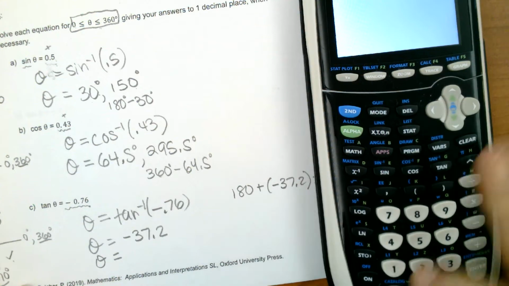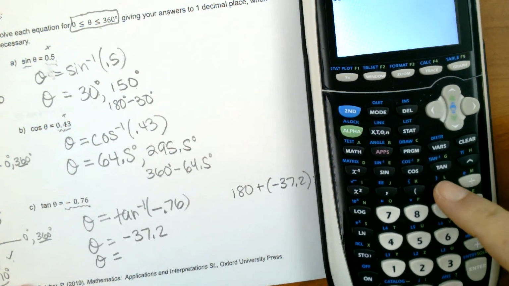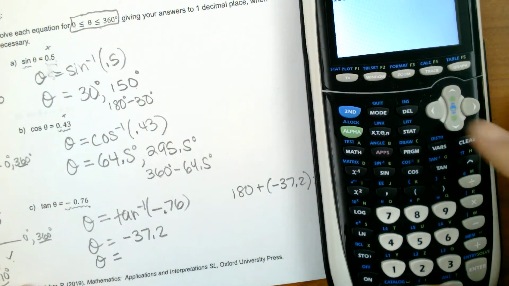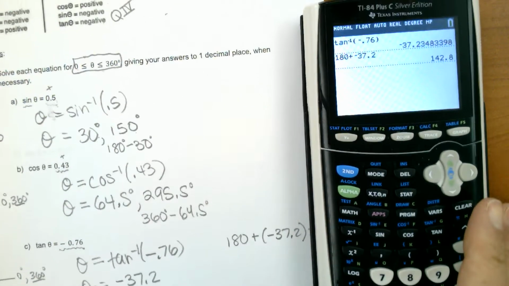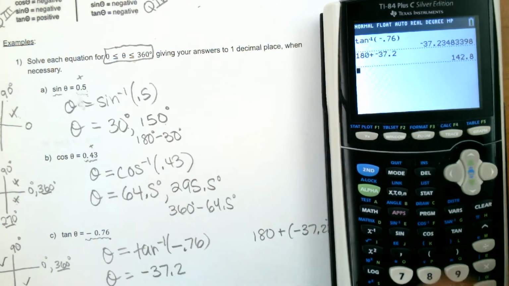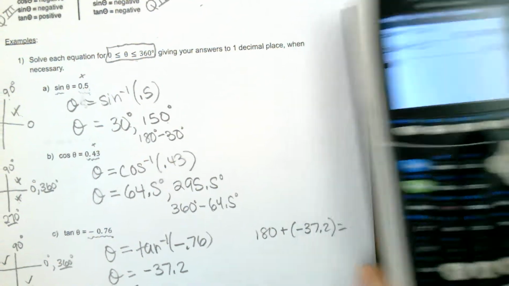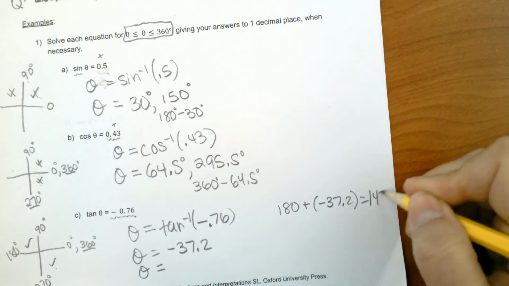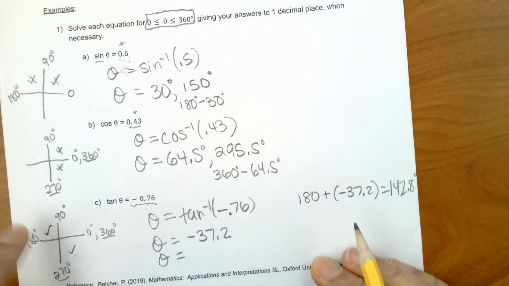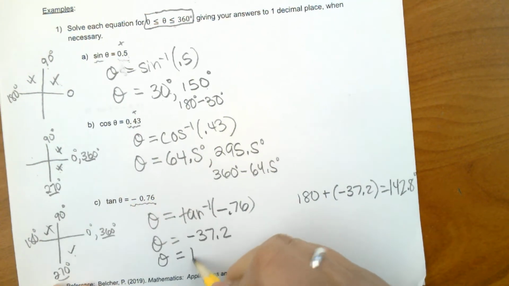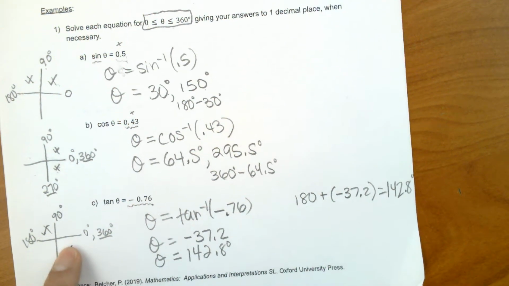Let's do that. So 180 plus negative, whoops, and enter. Ooh, 142. Whoops, I'm so sorry. That is all messed up. So 180 plus a negative 37.2 gives us 142. Oh, that's perfect. 142.8 degrees. That does lie in the second quadrant. So we have 142.8 degrees.